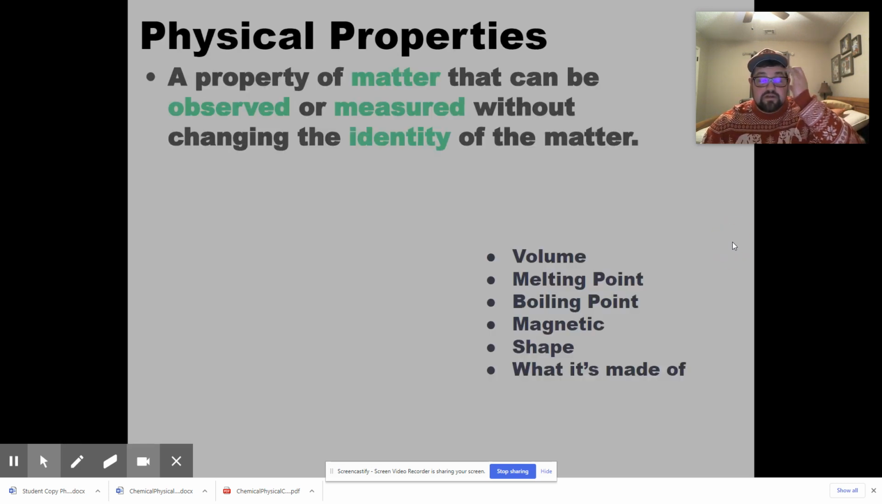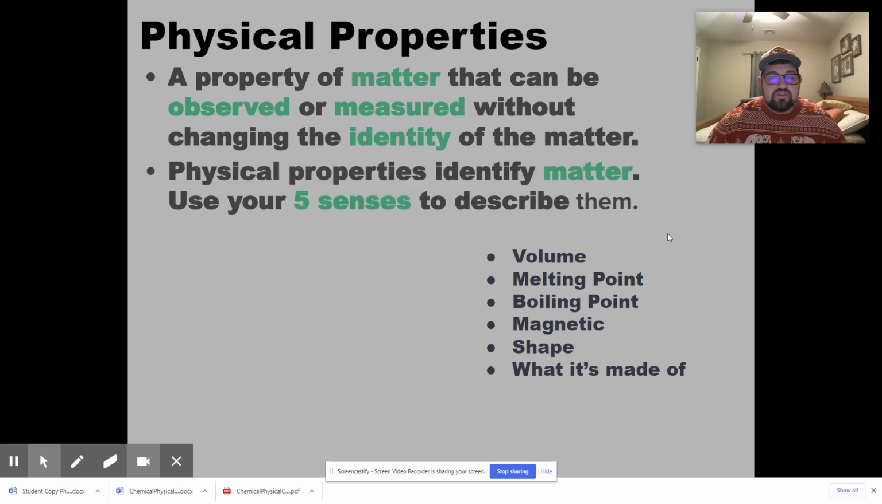First thing we're going to look at is physical properties. So a physical property is a property of matter that can be observed or measured without changing the identity of the matter. This is just the definition of a property of matter, but there's a key phrase: without changing the identity of the matter. So it's not something new. It's still made of the same atoms, the same compounds that it already was made out of. And so there's not a change here in matter from one object to another, from one thing to another, right?